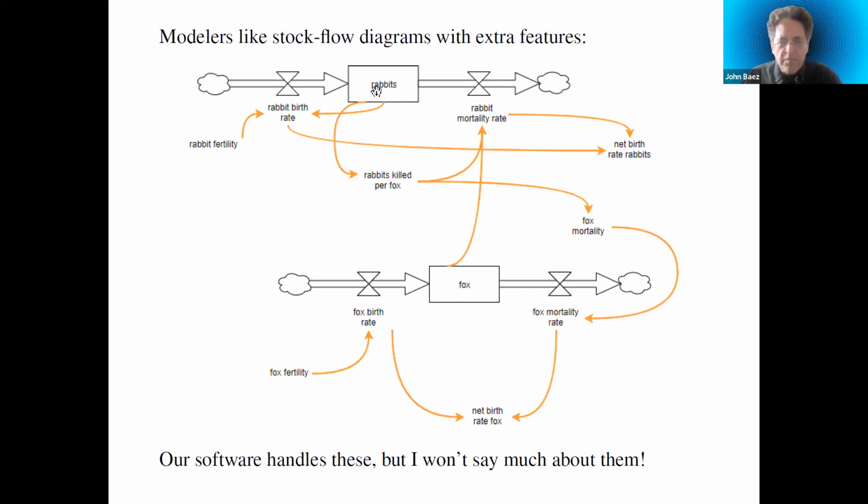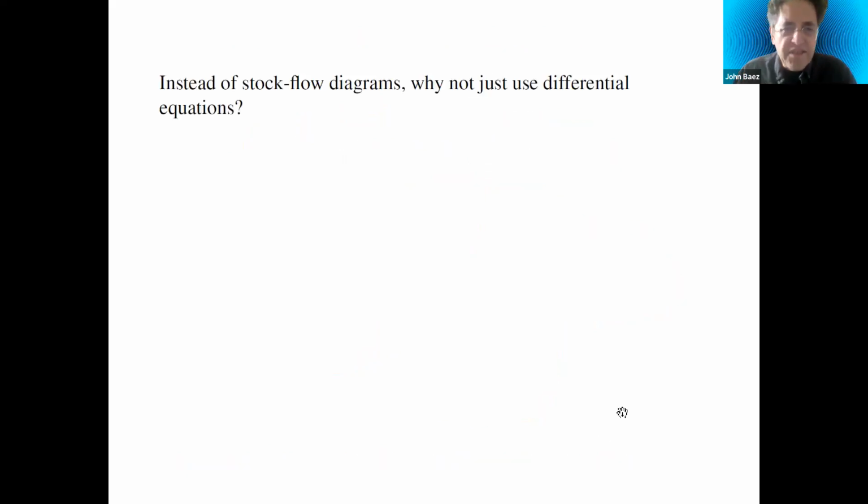When items flow out of the system considered and into the great beyond, we put them in a cloud if we're a traditional modeler. And our software handles these extra features and others, but I won't say much about them here because I don't have much time. Now, instead of stock flow diagrams, you could ask, why not just work with the darn differential equations?